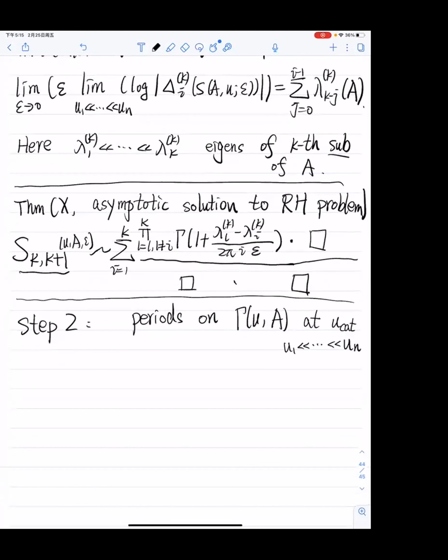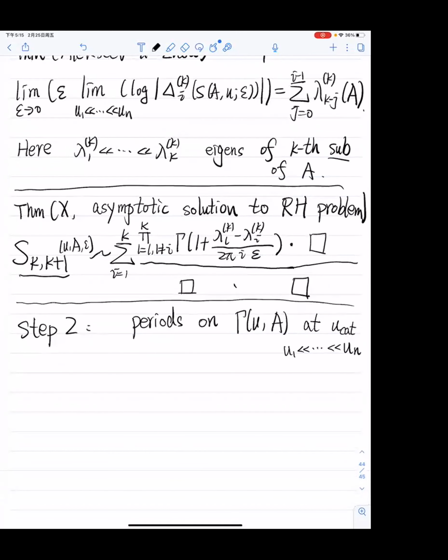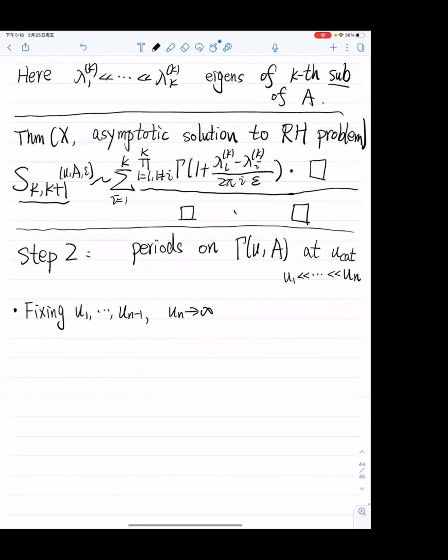Right. So this computation turns out not so hard. The pattern is that if we fix U1 through U_{n-1} and let U_n go to infinity, we will see that, as I said, this spectral curve has genus (n-1)(n-2)/2.